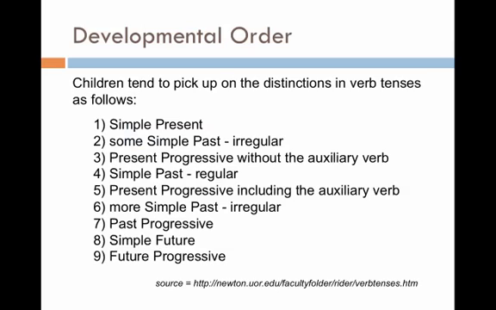Here you'll see it says children tend to pick up on these distinctions in the following order. And here is the URL if you're interested. Start with simple present, simple past. Then we've got some present, past, present, simple past. The first 6 distinctions are clustered at the top of our chart.